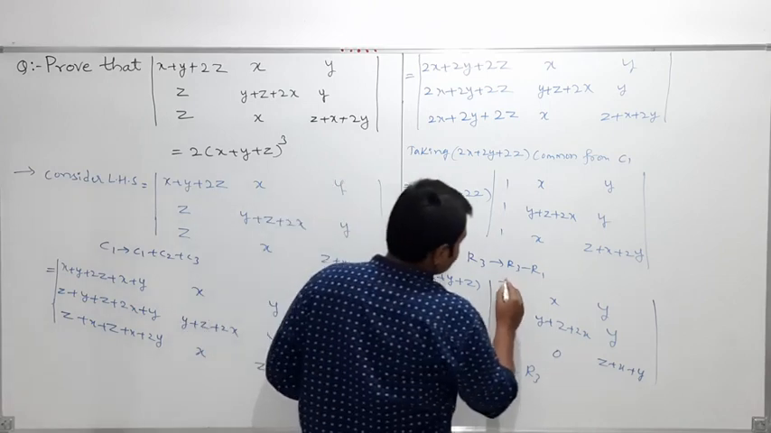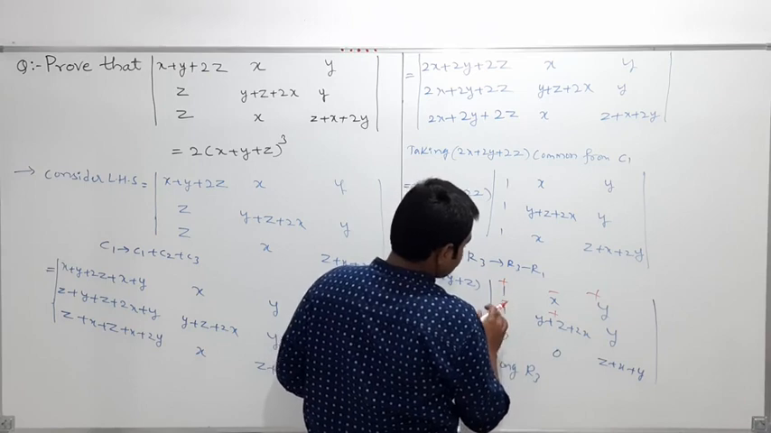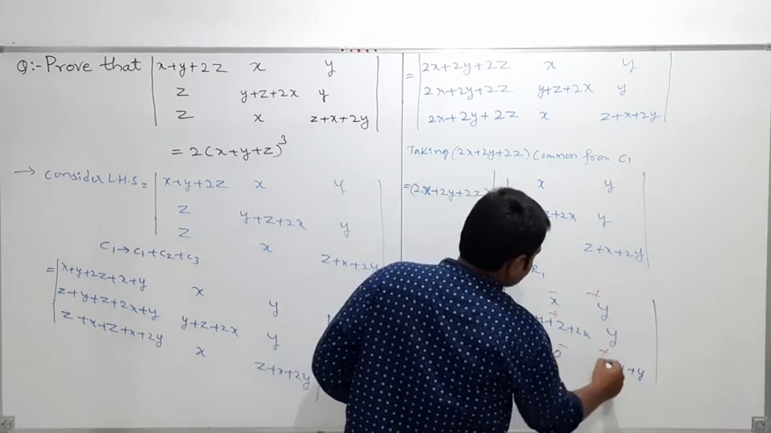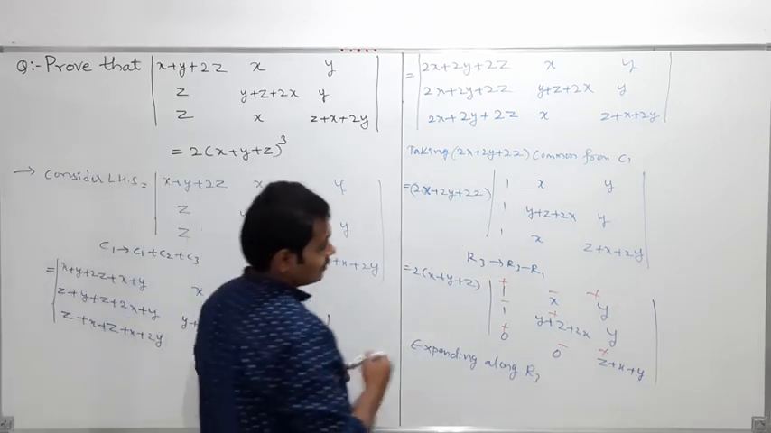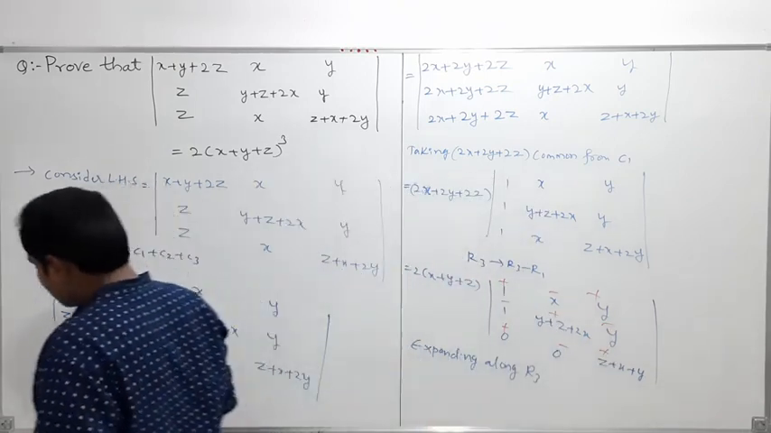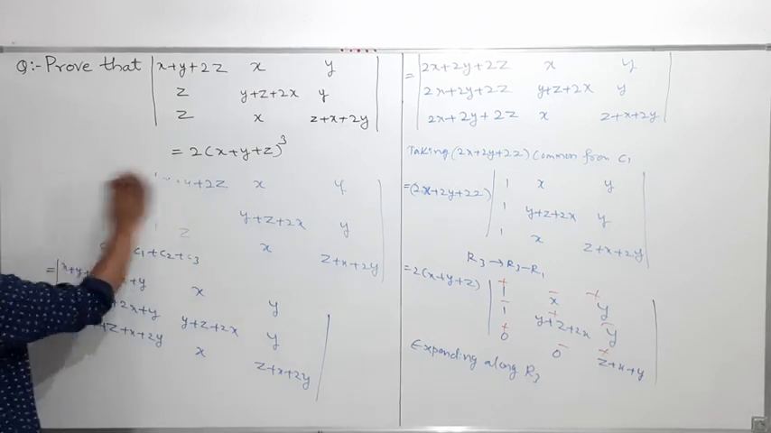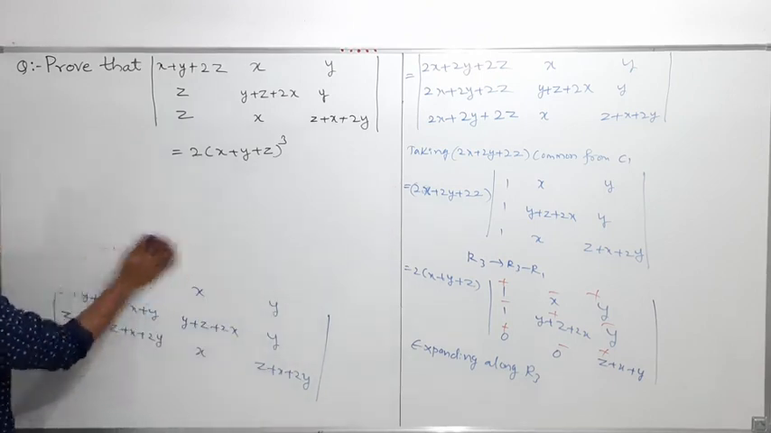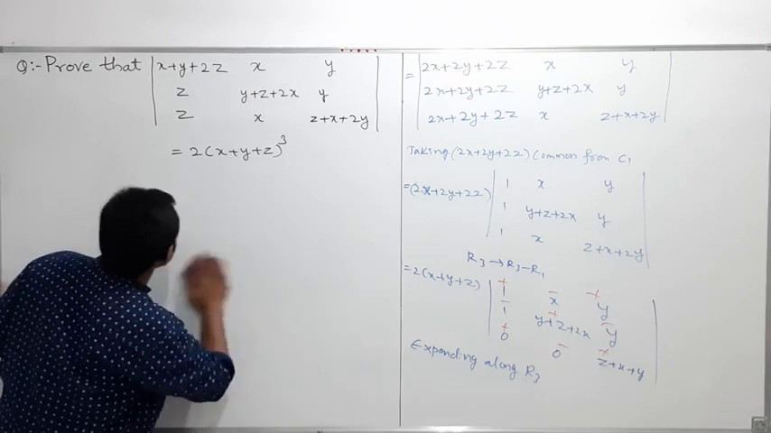So here the sign pattern is plus minus plus, minus plus minus, plus minus plus. Clear? So now I am expanding along row 3. If you expand along row 3, you will get, and that continued part I write here. Please try to expand that one. If you expand by the regular method, you will get the required RHS part.